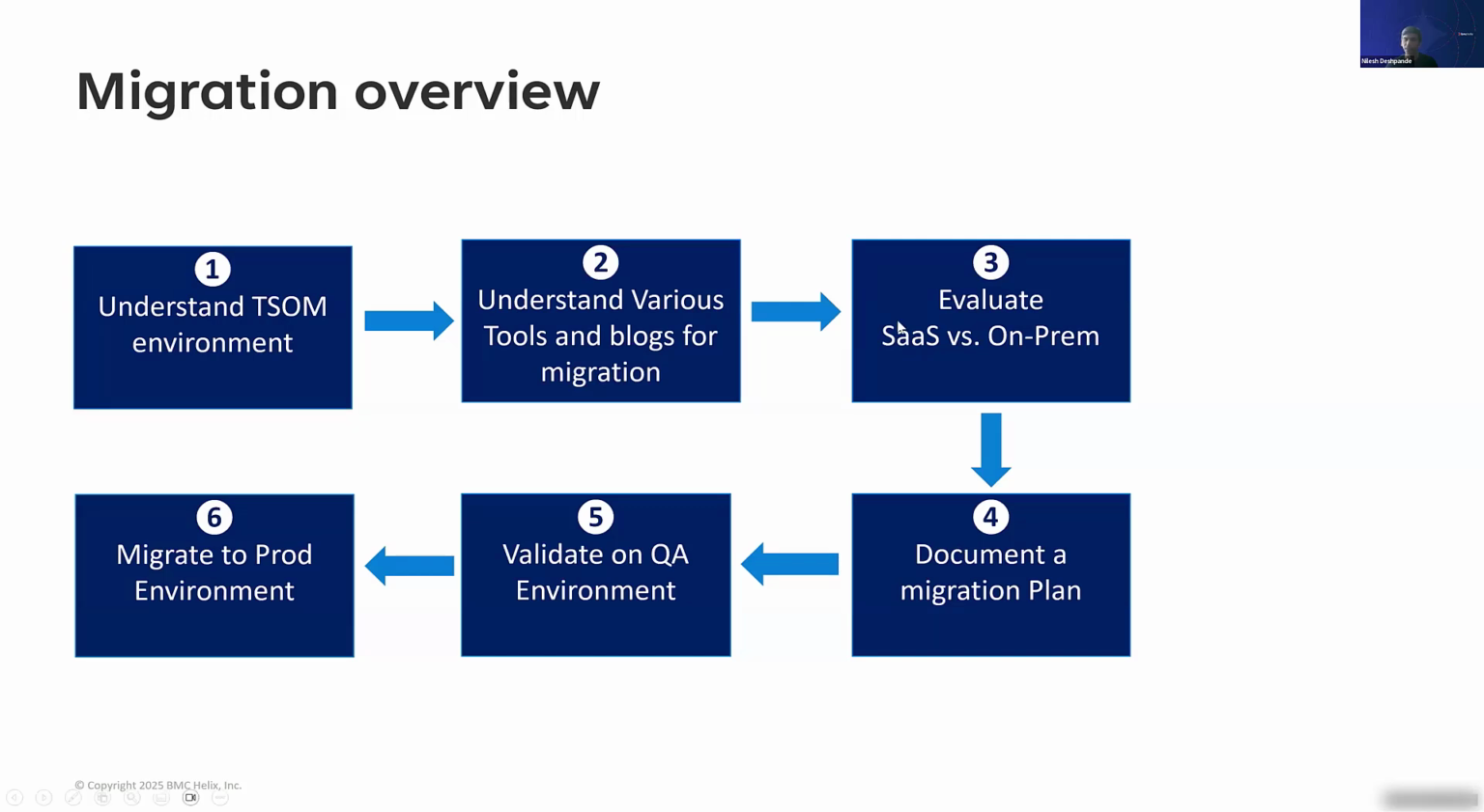The third one would be to evaluate SaaS versus on-prem. There are some considerations on this part which we'll be going through in the slides in detail, about which selection you should make for the implementation. Documentation about all those aspects will go into the migration plan. It will be validated on the QA environment. First, make sure the things meet the expectation and the acceptance. Make tweaks around this part, revisit some of the parts when you are validating on the QA, and then move it to production.